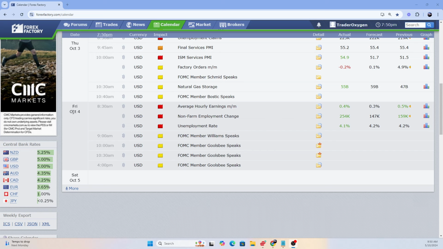Okay, so looking at the economic calendar, we can see during the day we had high impact news and they were positive for the USD, which means they are slightly negative for the stock market. Okay, let's see what's next.